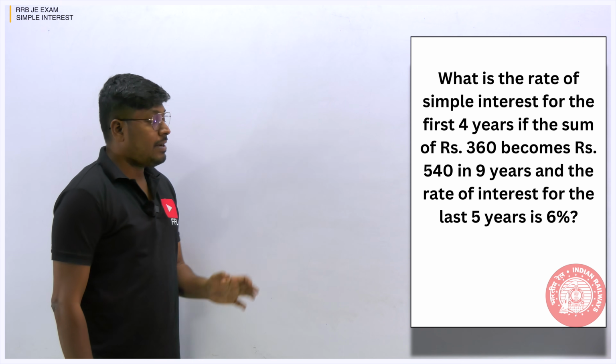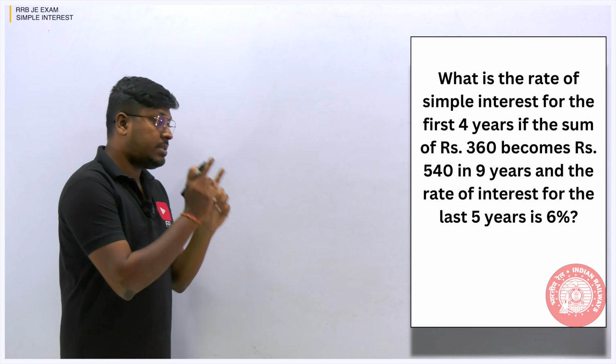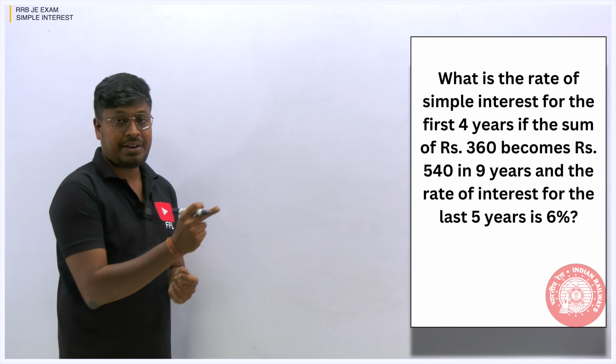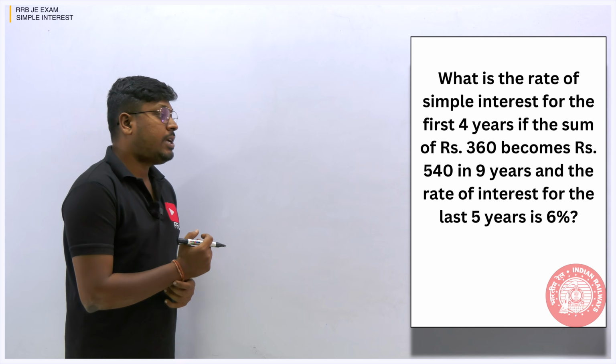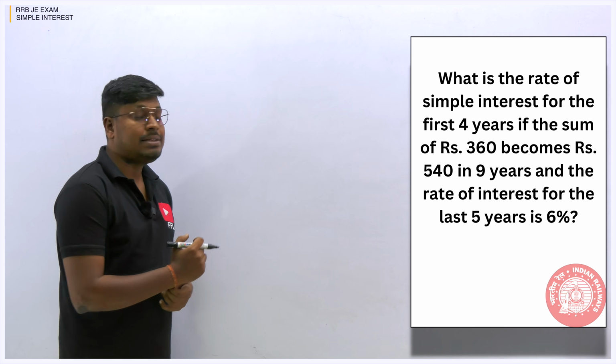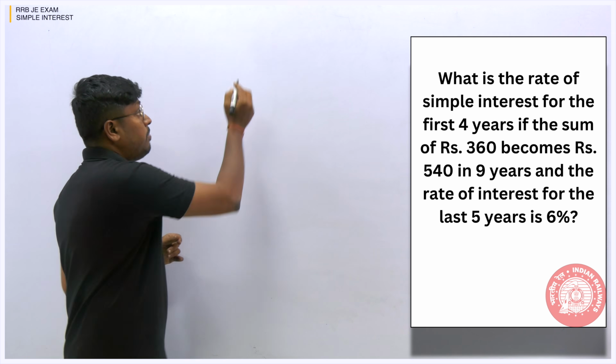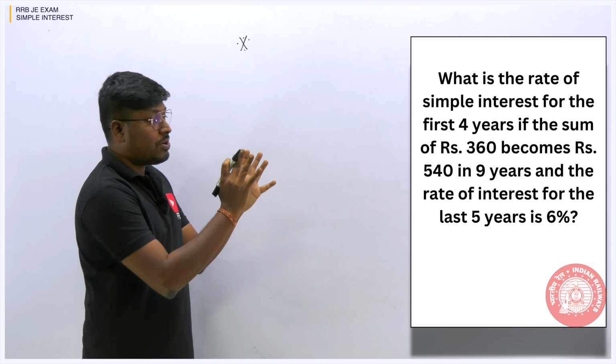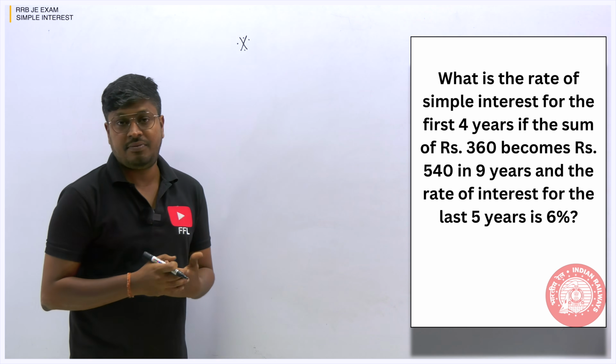So what is the rate of simple interest for the first 4 years if the sum of rupees 360 becomes 540 in 9 years, and the rate of interest for the last 5 years is 6%. So very important question, right? First understand what are all the values they have given and what we need to find here.